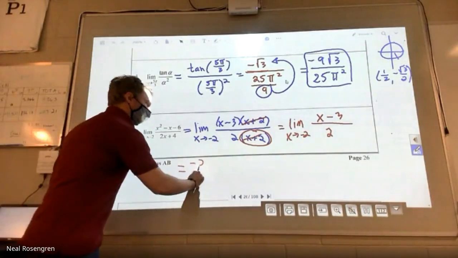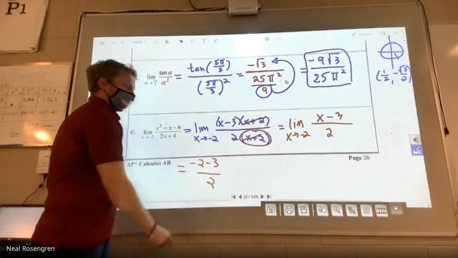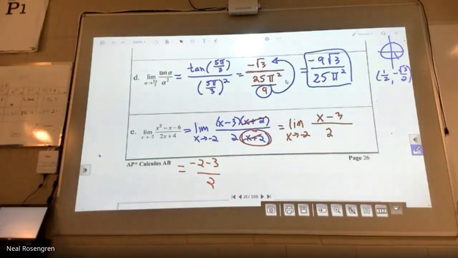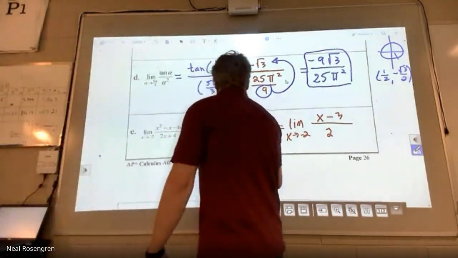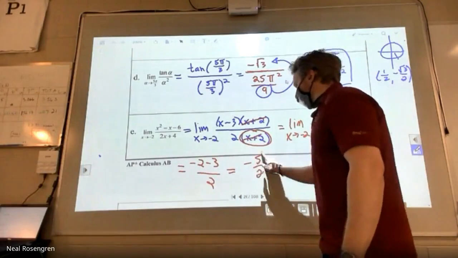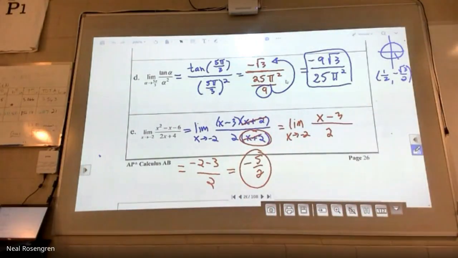Cool. -2 minus 3 over 2. Limit notation's gone because the -2 went in. And it just goes in wherever there's an x. Take as much or as little time to do your arithmetic as you want. -5 over 2.